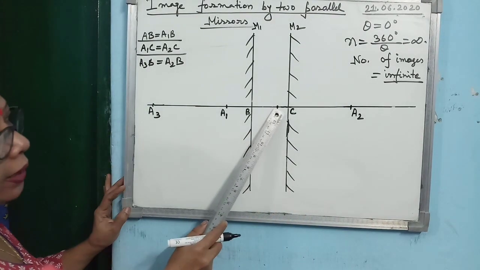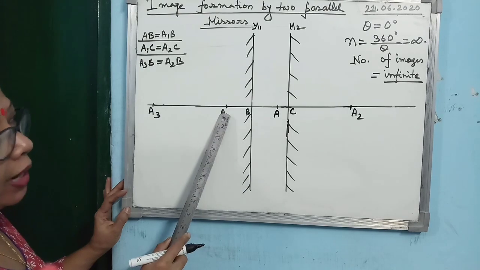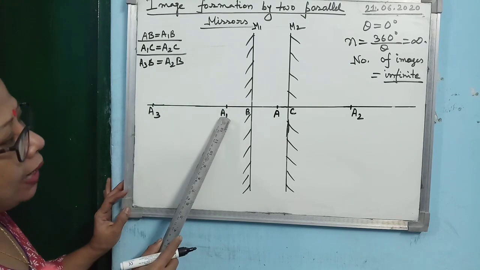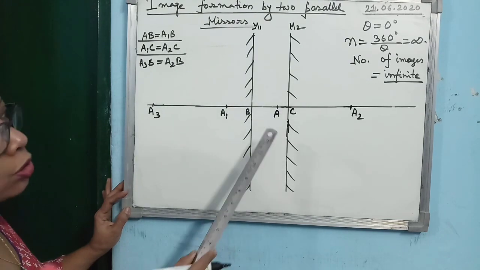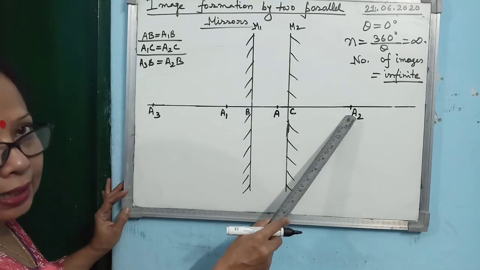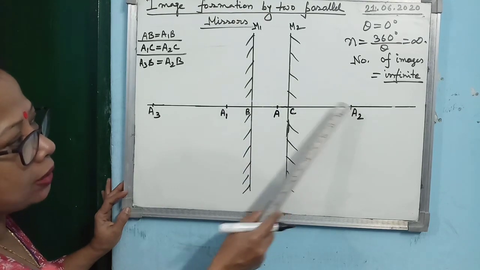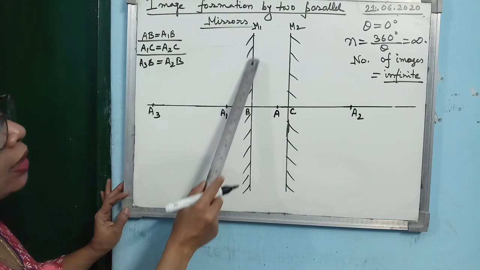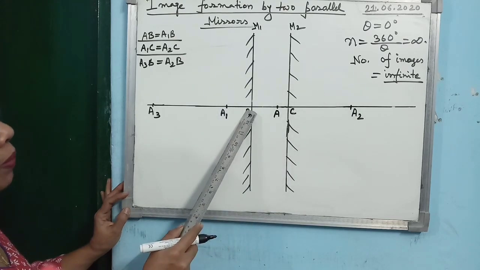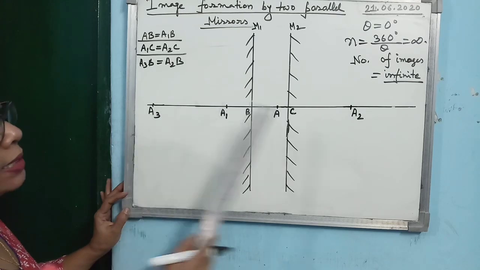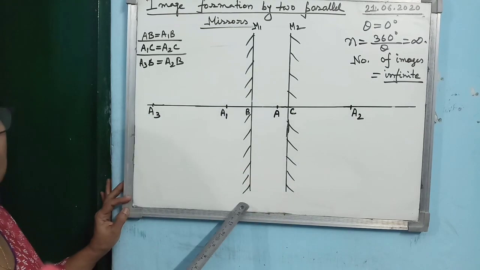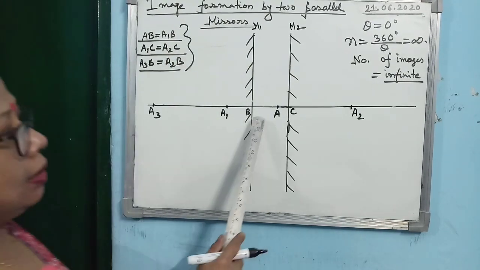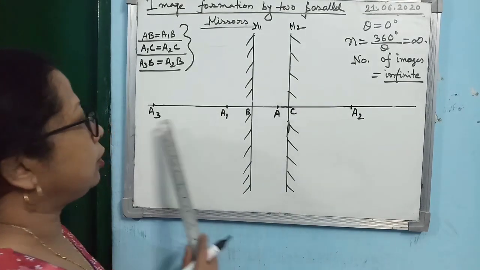Then you see what I have done. First I have taken point A, then image of A is A1, formed by M1. So AB equal to A1B. Now A1 is in front of M2, so image is formed by M2 at A2. So A1C is equal to A2C. Now A2 is in front of M1, so A2B equal to A3B, and A3 is the image of A2 formed by M1. So these are the three things you must take proper care of while marking the points A1, A2, A3.